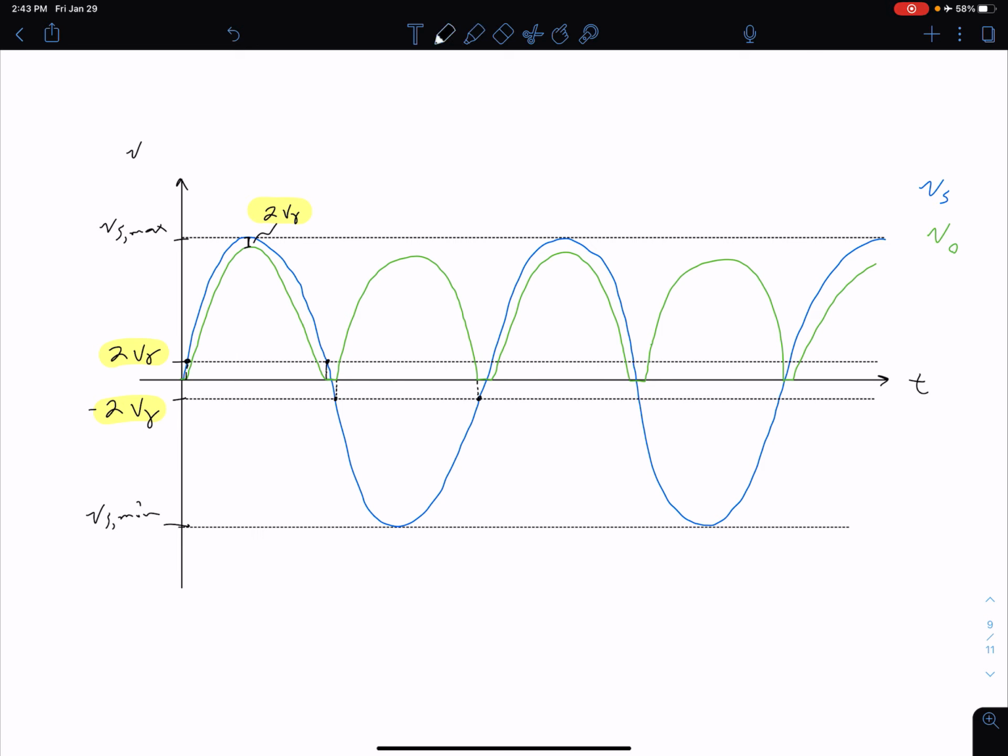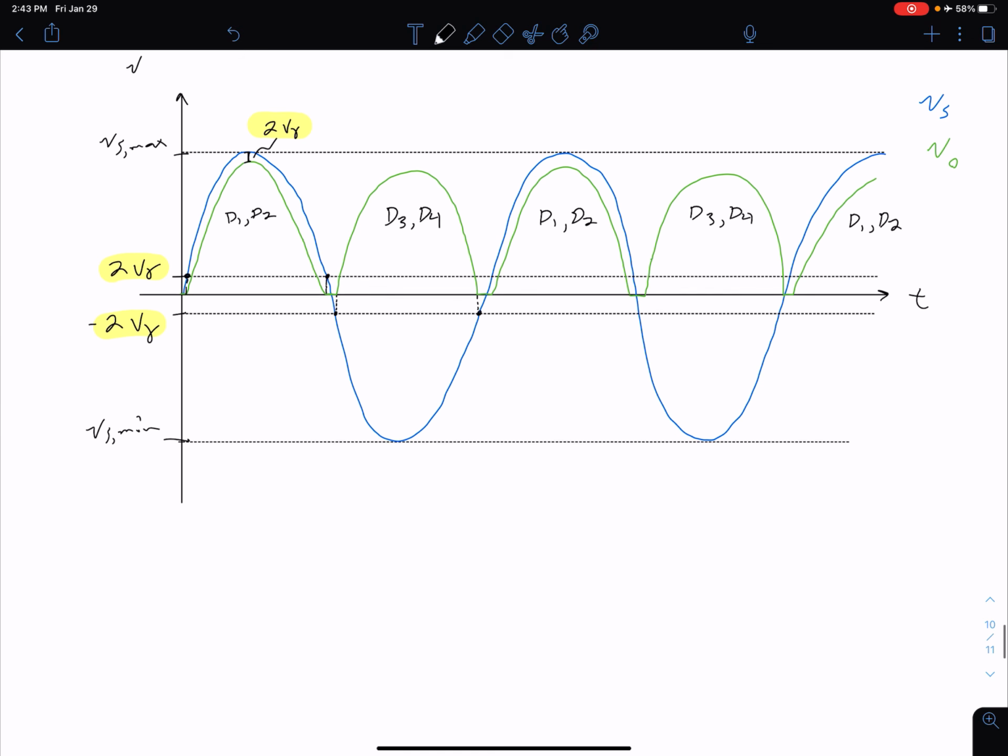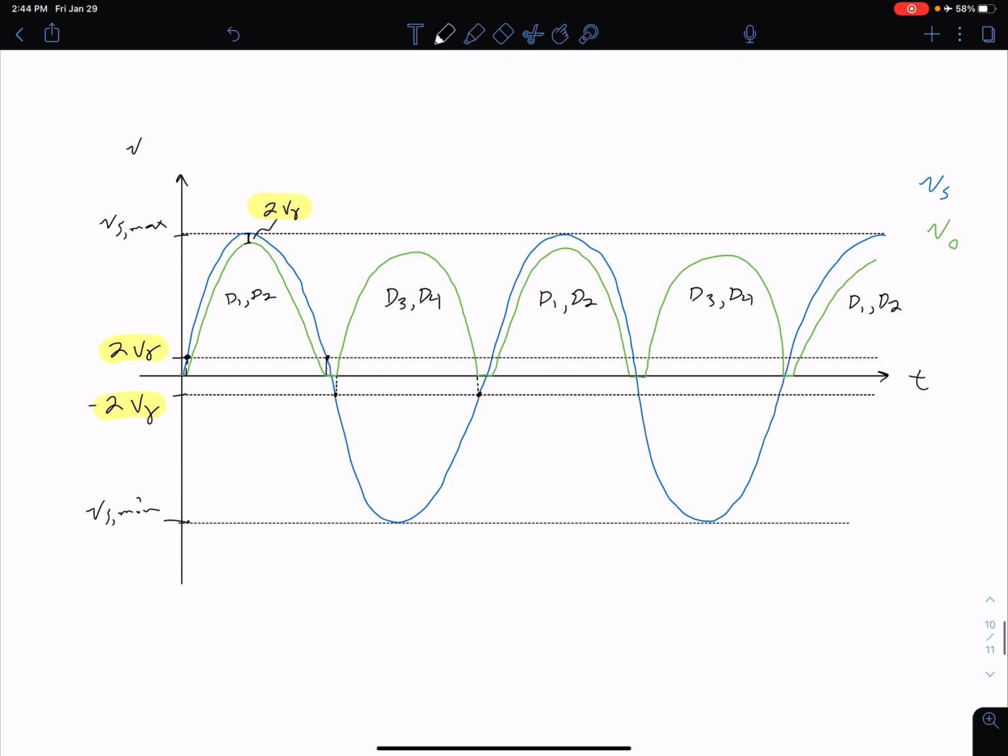Now for this first part of our rectification, we have D1 and D2 that are conducting. For our second part, we have D3 and D4 that are conducting, and then it just alternates. So D1 and D2, D3 and D4, D1 and D2, and so on and so forth. Now let's briefly talk about some advantages and disadvantages.